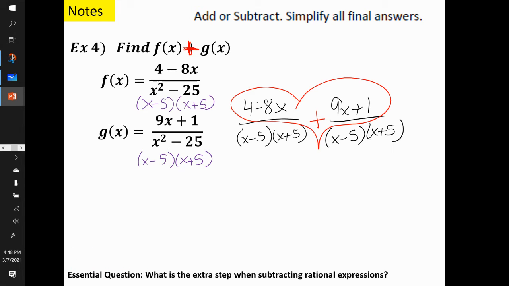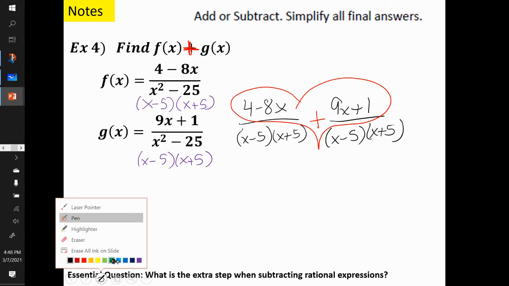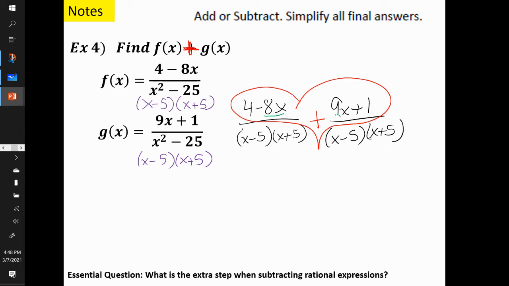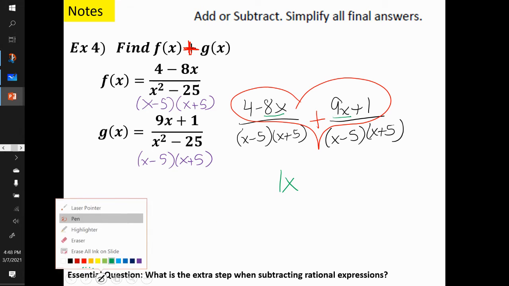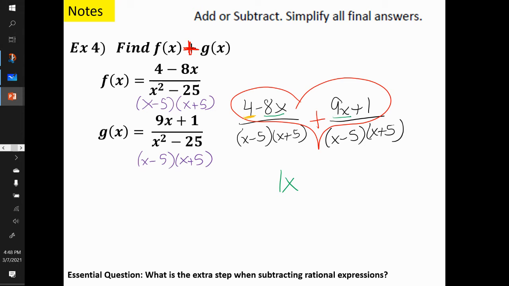So make sure you add your like terms. So it's going to be negative 8x plus 9x. So negative 8x plus 9x is just 1x. And you can write the 1 or not write the 1. That's up to you. And then our next like term is going to be 4 plus 1. And we know 4 plus 1 is 5. And then we're going to put it over its common denominator, x minus 5, x plus 5.